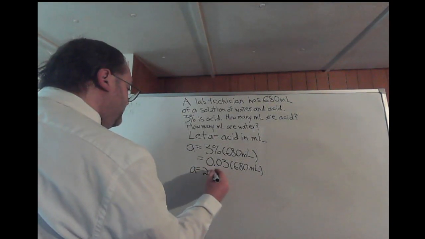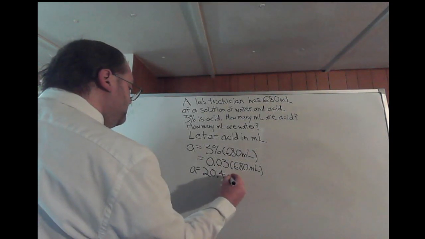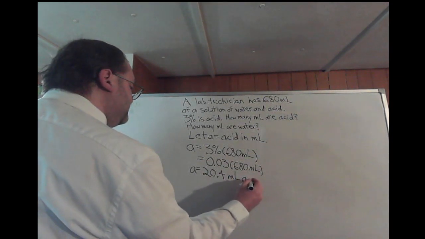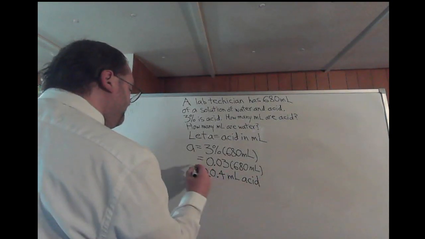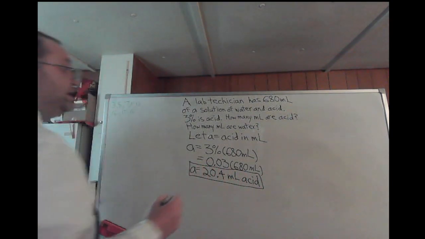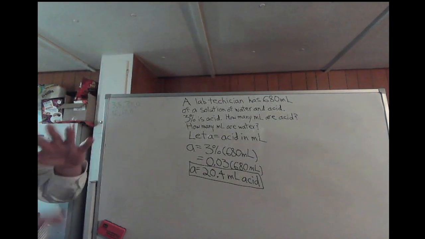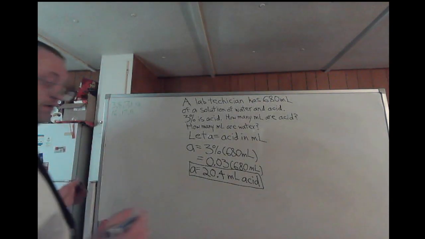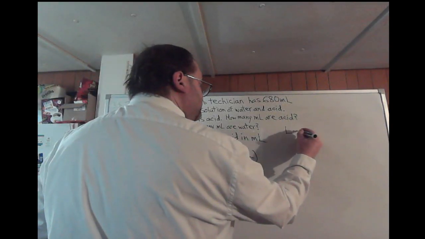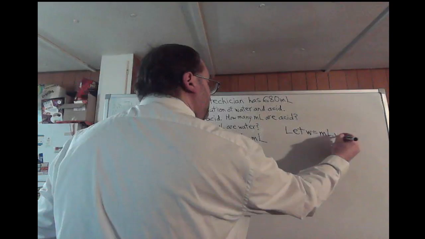There are 20.4 milliliters of acid. Alright, so we got our acid content. They want to know the water. Well, 3% of it was acid, so the rest of it is going to be water. So we will let W equal milliliters of water, right?